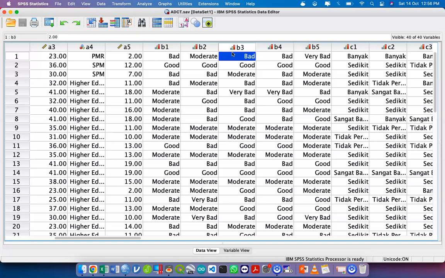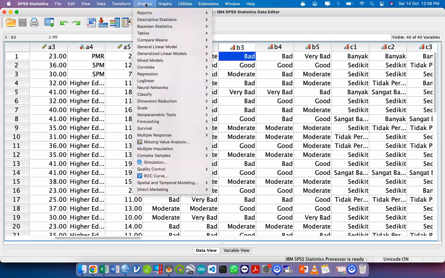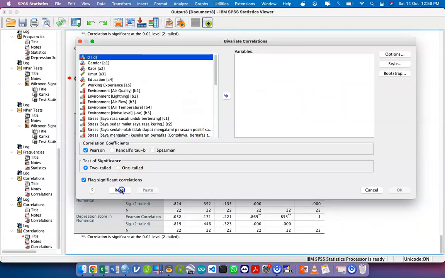However, this data is not real data. In the end of the day, you all try and answer it. So, how to run that one? Of course, you go to Analyze, followed by Correlate and Bivariate, and remember to reset everything first.